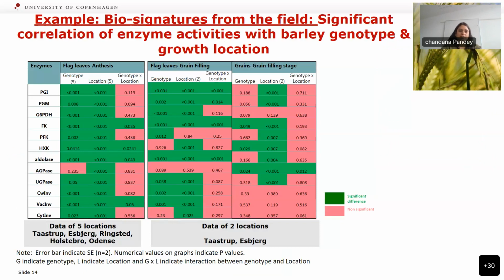To give you one example, if you see the green color, it's a significantly different signature for the enzymes at different locations. We can clearly see there is a biosignature, for example PGI, PGM, G6PDH. It is regulated in one barley cultivar from one location to the second location. Then we connected these enzymes to their functionality depending on their yield, grain size, or foliar weight, all these kinds of analysis. So we do the correlation study.